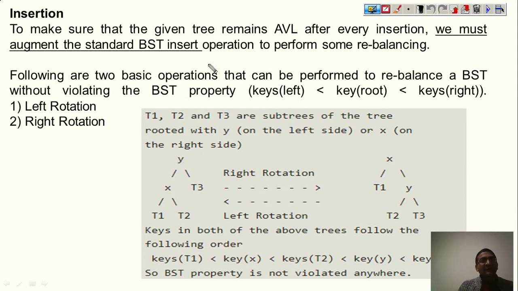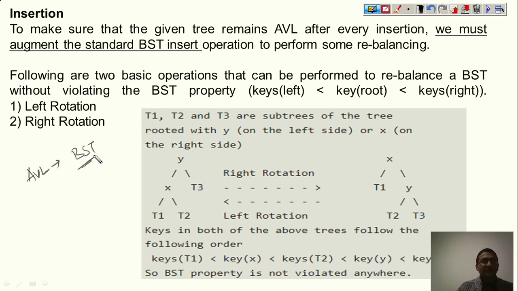So when we do insertion in the AVL trees, the AVL tree will follow the BST rule. Means whenever you insert any node, it will always follow the BST properties. Along with this, we need to augment some more rules to it so that our tree remains balanced.